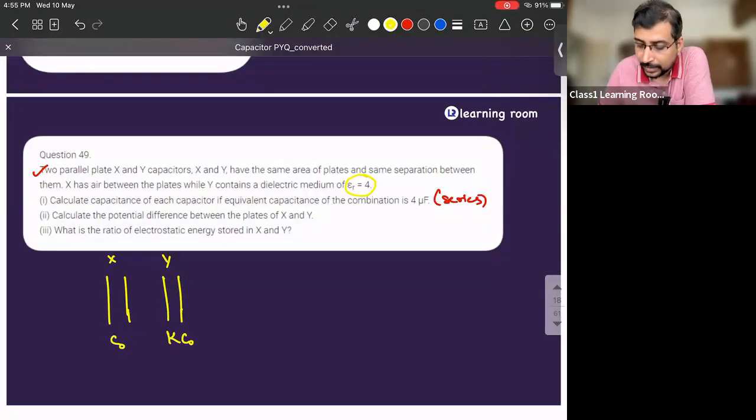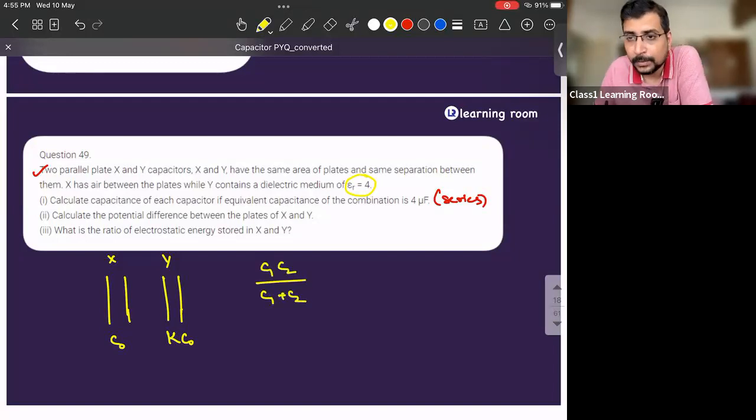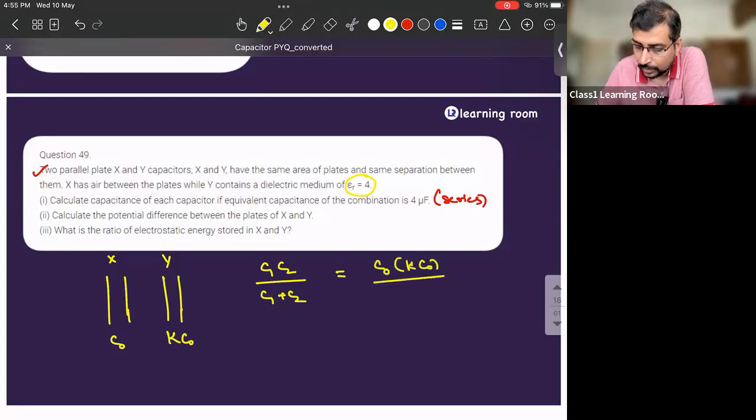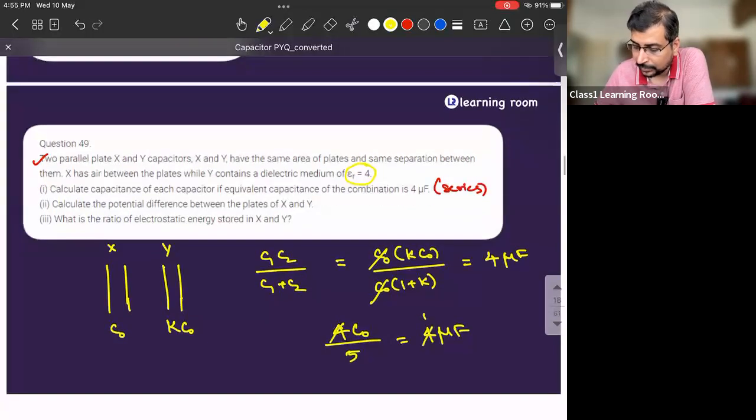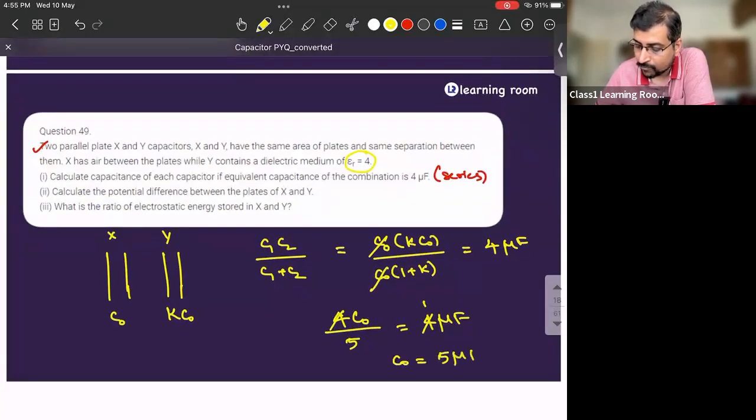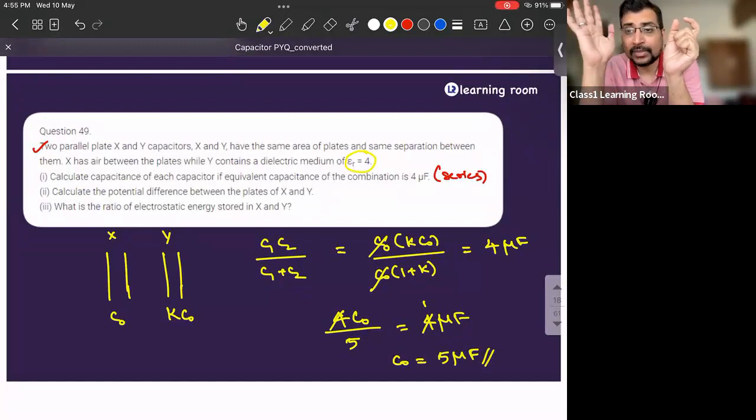When two capacitors are connected in series, I told you the equivalent capacitance will be C1 C2 divided by C1 plus C2. So that implies C naught into K C naught divided by C naught into 1 plus K. This value is equal to 4 microfarad. So C naught and C naught will get cancelled. The value of K is 4. So 4 times C naught divided by 5 is equal to 4 microfarad. Cancel this and this. So C naught will be equal to 5 microfarad. So the capacitance of capacitor X is 5 microfarad.